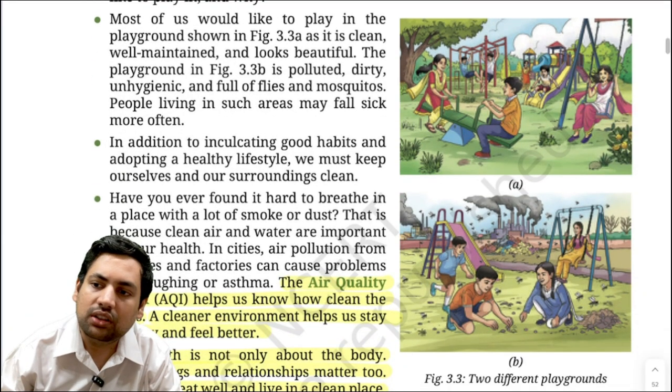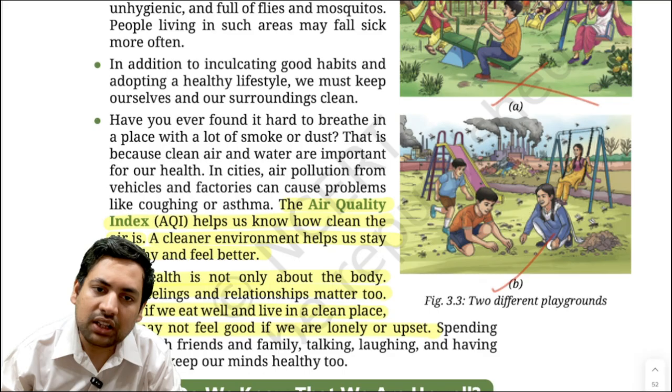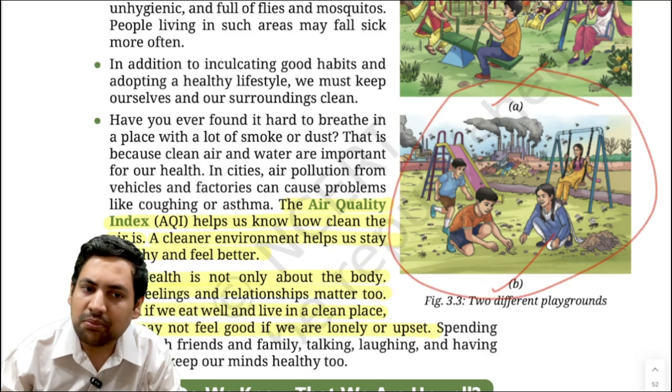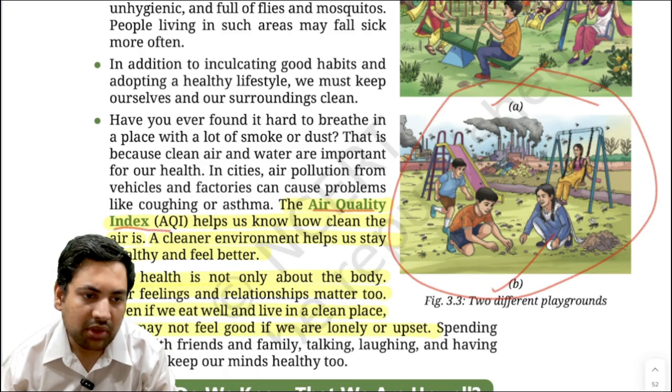Correct. So there is a comparison between this A and B. These are two playgrounds. This one you can see is very clean. This one is dirty. Correct. All these are forms of environmental pollution. One thing it defines is air quality. The air quality index helps us understand how clean the air is in which we are breathing.